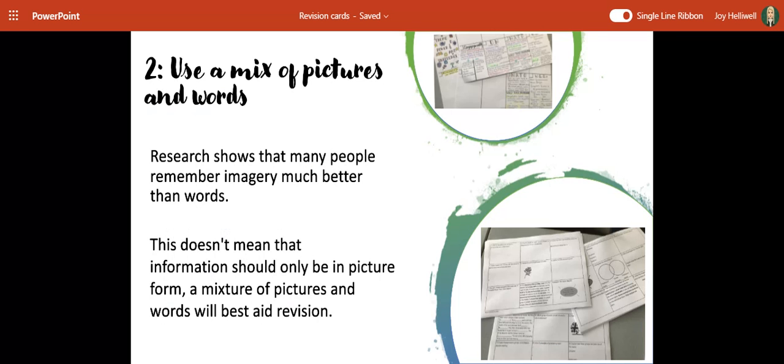My second top tip is to use a mix of pictures and words. So research shows that many people remember imagery much better than words. And this doesn't mean that information should only be in picture form, but that a mixture of pictures and words will best aid their revision. So the pictures on the screen show examples of revision cards that we have used in citizenship that contain a mixture of words and pictures. And in citizenship, we're really proud of the achievements of our learners and believe that using cards like this can really support them in their revision alongside other methods.